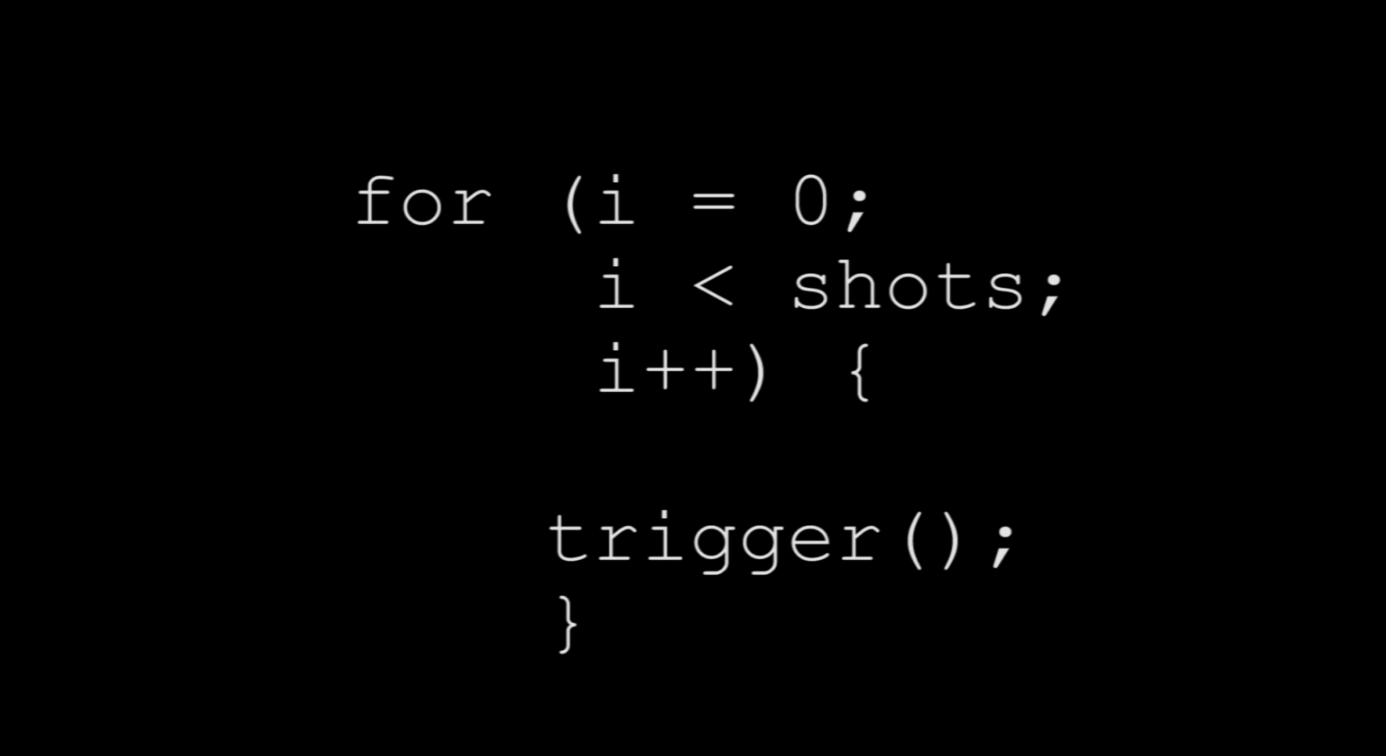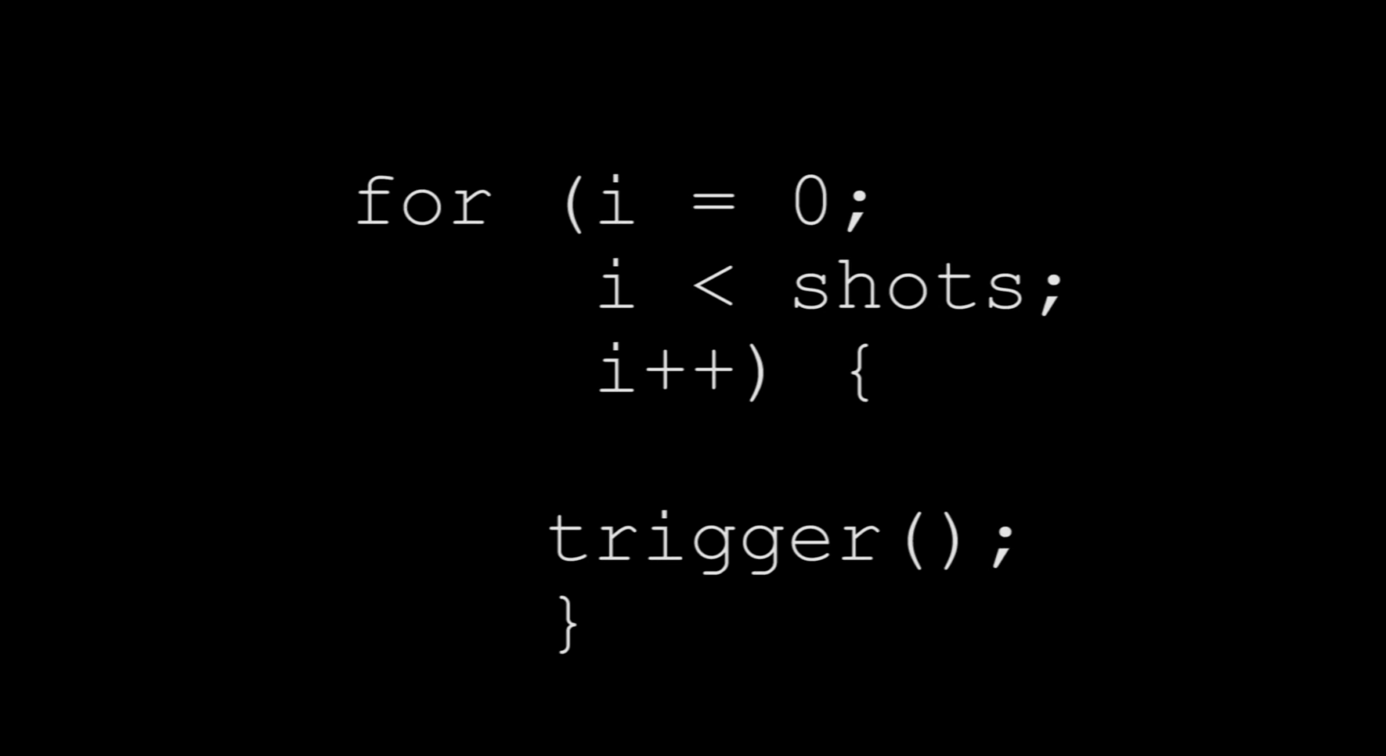Using the I variable, the camera calls the trigger function that will fire the camera shutter and increments I. It keeps doing this over and over again until I reaches the number that we have previously set in the shots variable at the top of the program.